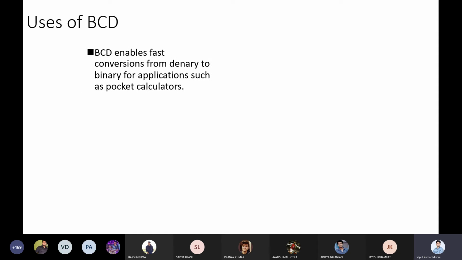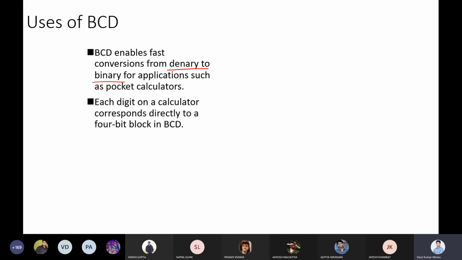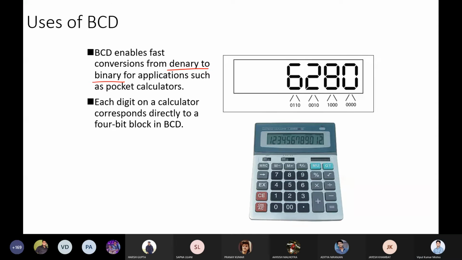BCD enables fast conversion from denary to binary. Here I'm not saying decimal to binary, because once you say decimal to binary, it is a conversion, not coding. That's why I'm saying denary. Denary means individual digits we are talking about. So this is giving very fast conversion, and each digit is responsible for a block. That is used in calculators. Whatever calculator you are using, they use BCD codes to represent the number.